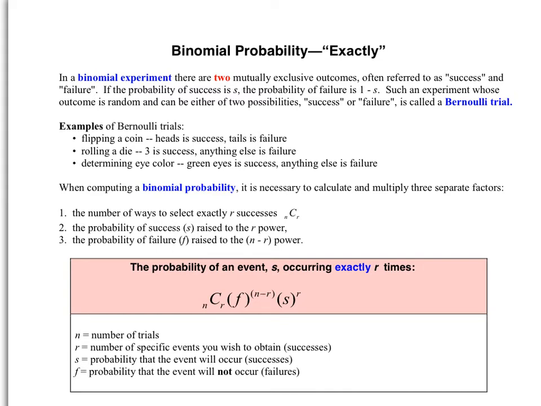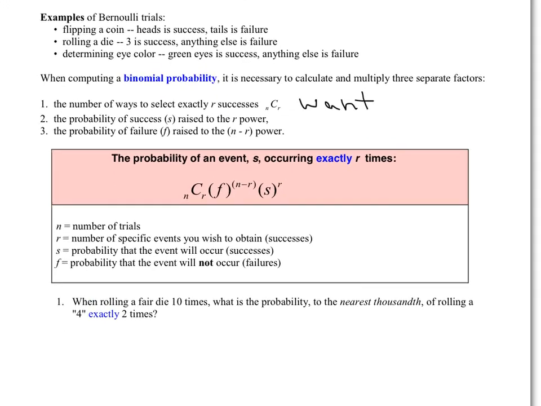When computing a binomial probability, it is necessary to calculate and multiply 3 separate factors. We need the number of ways to select exactly our successes, in other words, what you want to happen. The probability of success raised to the power r, so that's the probability of success raised to the power that we want, and the probability of failure raised to whatever remaining possibilities are left. Let's continue to take a look at this.